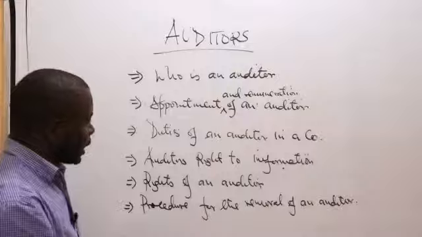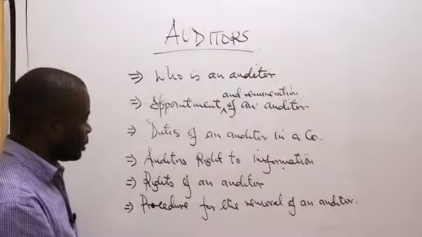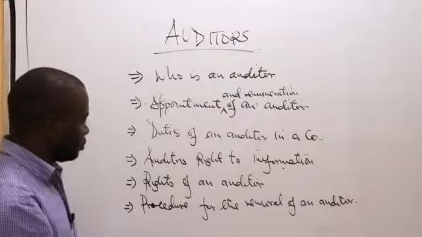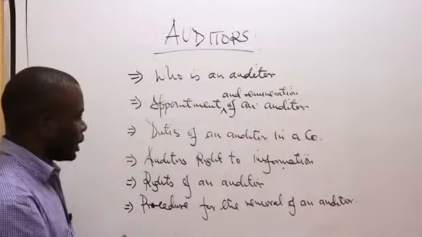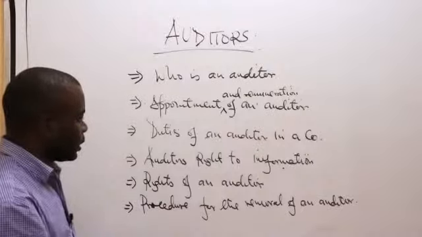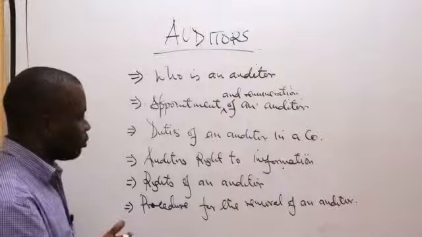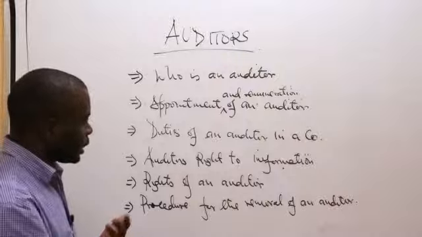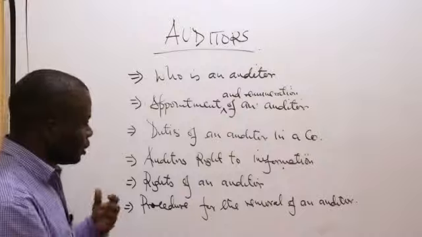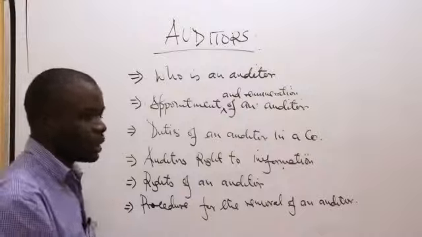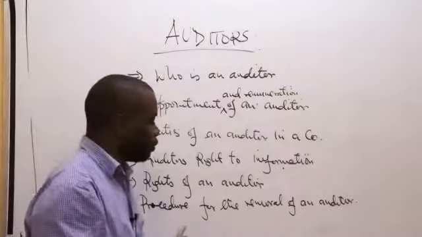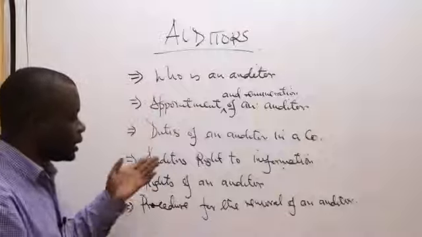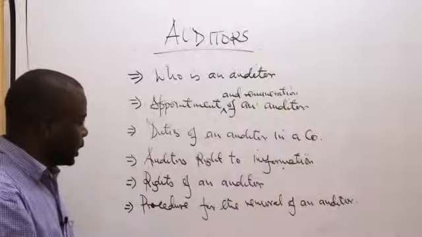So the auditor's right to information is very key. Then other rights of an auditor in a company. Of course we are saying the major right is to access the information in the company, but of course he has other rights in the company. For example, you must pay an auditor once you appoint him as an auditor of the company. So that is a right. We'll see other rights that he's able to enjoy.